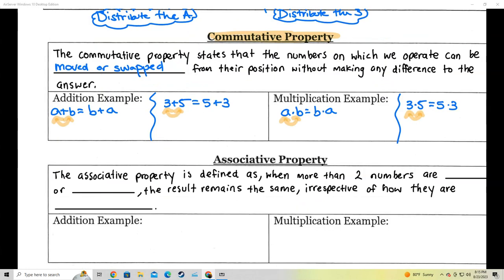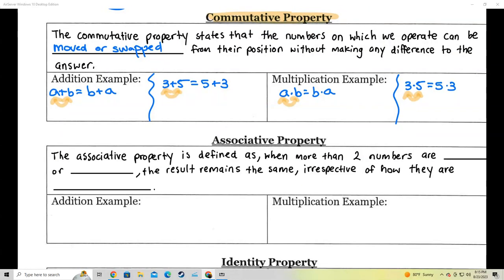All right, we're going to move on to the next one, which I think is the toughest one, and that one is associative property. The definition says the associative property is defined as when more than two numbers are added or multiplied, the result remains the same, irrespective of how they are grouped.